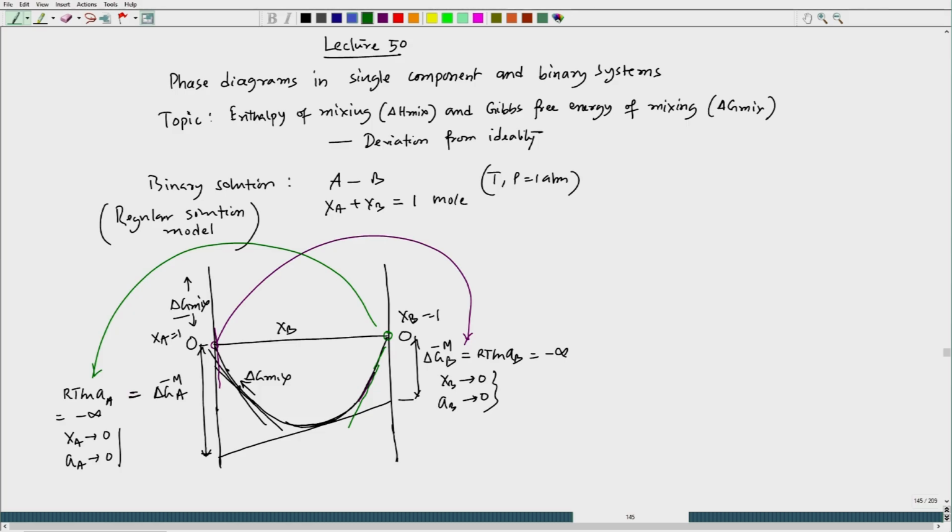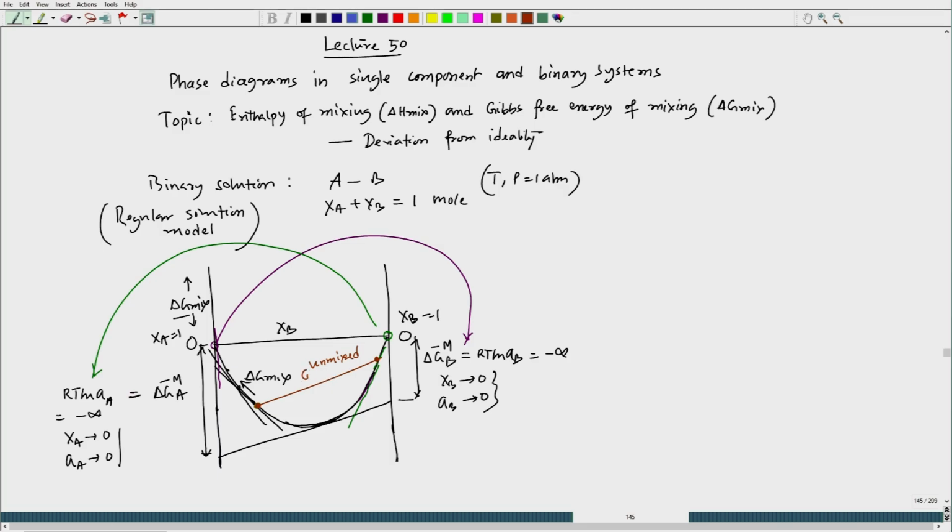And we have also seen a situation that if I take a composition here and another composition here, and if I try to see these two solutions mixed together, this is the free energy, let us say G unmixed, of two solutions.